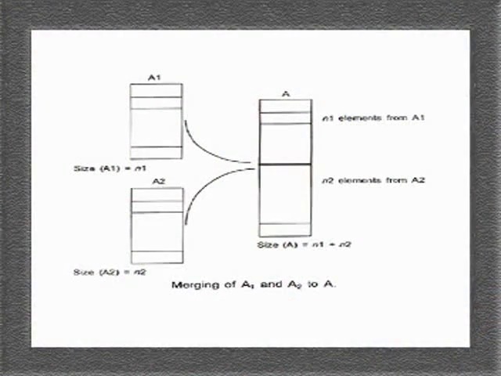Merging. Merging is an operation of combining two or more arrays into a single array. For example, elements of array A1 and elements of array A2 are merged into array A. So here the important thing is array A should have enough size to accommodate the elements of A1 and A2.